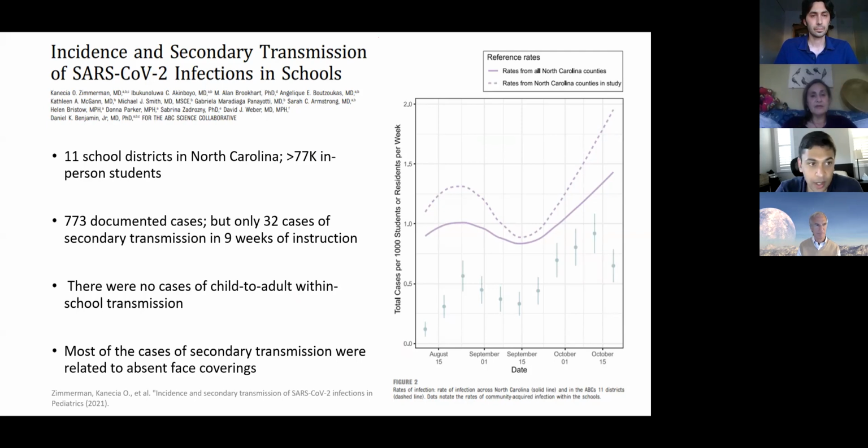Even more striking, there were no cases documented of a child infecting an adult, and the adults in this study were teachers and other staff. They also showed that most of the secondary transmission, so infected people giving it to another infected person in school, related to absent face covering, so people who weren't wearing masks. And most of that was in special education, which is understandable.